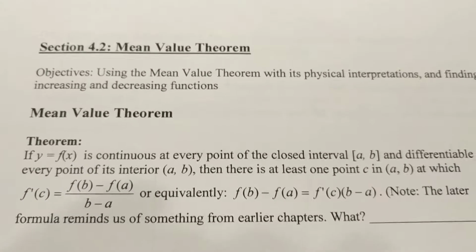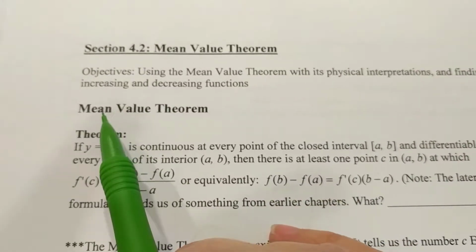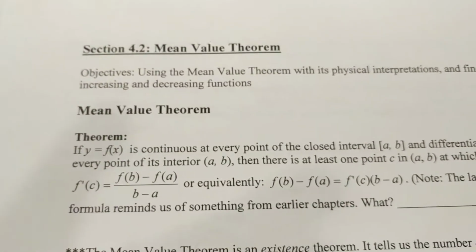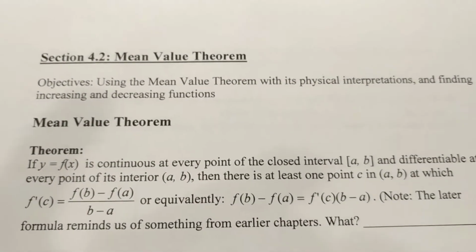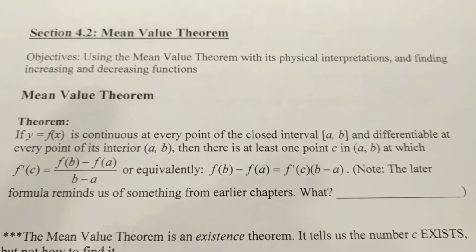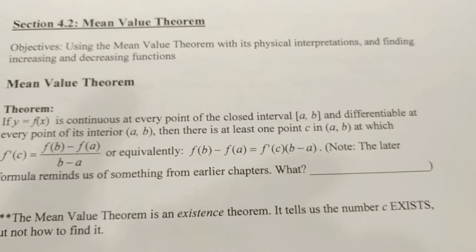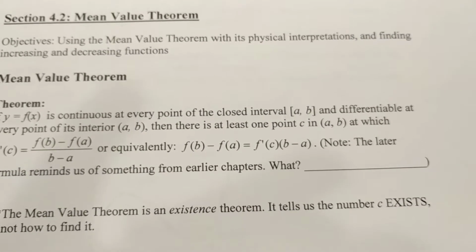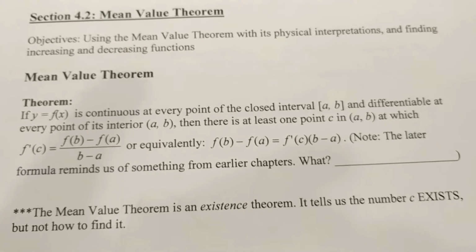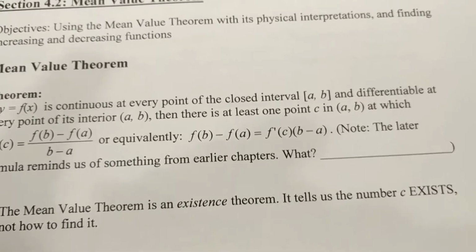Today we're talking about the mean value theorem. When you think of the word mean in math, it means the average. So when we're talking about the mean value theorem, there's going to be an average rate of change in there. This theorem is the third formula or theorem that you do have to cite on the AP exam. We've talked about the intermediate value theorem, the extreme value theorem, and now the mean value theorem.